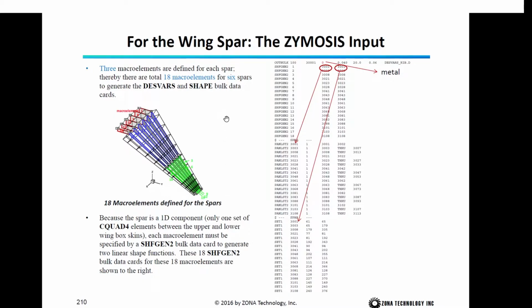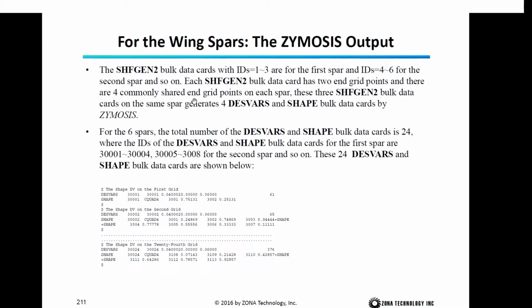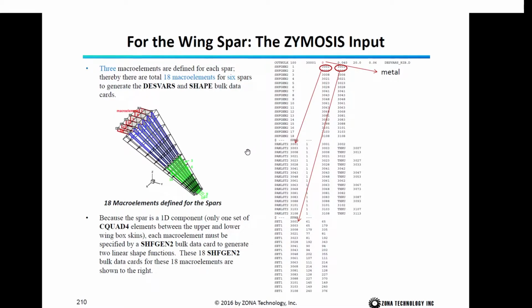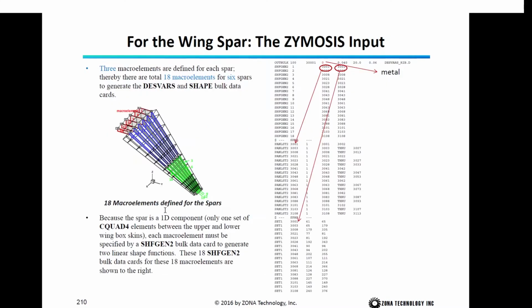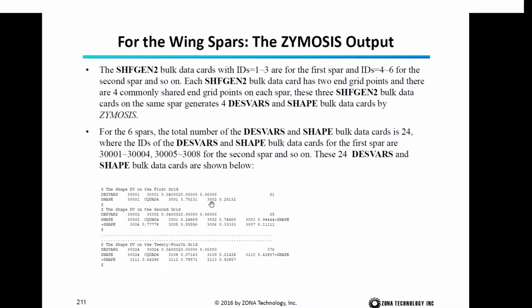So each spot we define, we use three shape gen two cards because we have six spots. So six times three at the end, we generate 18 DESVARS S, okay, and 18 shape cards. So the output we have the DESVARS S because the starting ID is 30,001. So the first DESVARS S is 30,001. It refers to a shape card which is a sequence of four, and the list all those two element IDs, and this is the coefficient of the linear shape function for the first bar and ID for 4 to 6 for the second bar and so on.